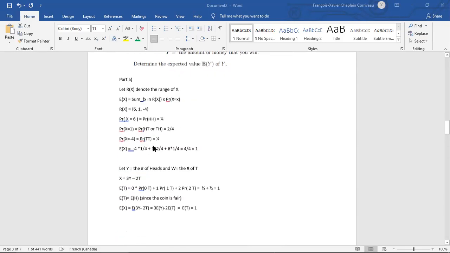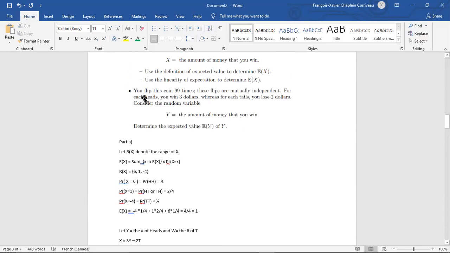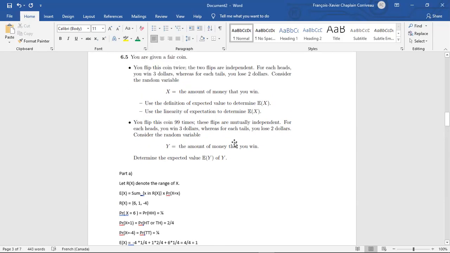Okay, so we continue. So part B. You flip this coin 99 times. These flips are mutually independent. For each head, you win $3, whereas for each tails, you lose $2. Consider the random variable Y, the amount of money that you win. Find the expected value E of Y. So here, what would we do?